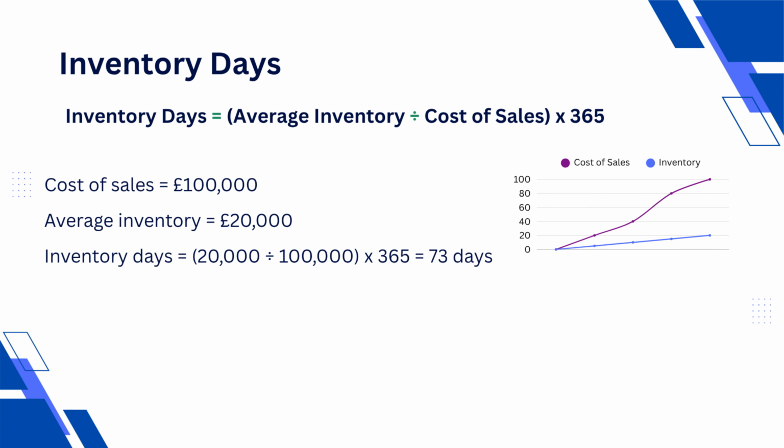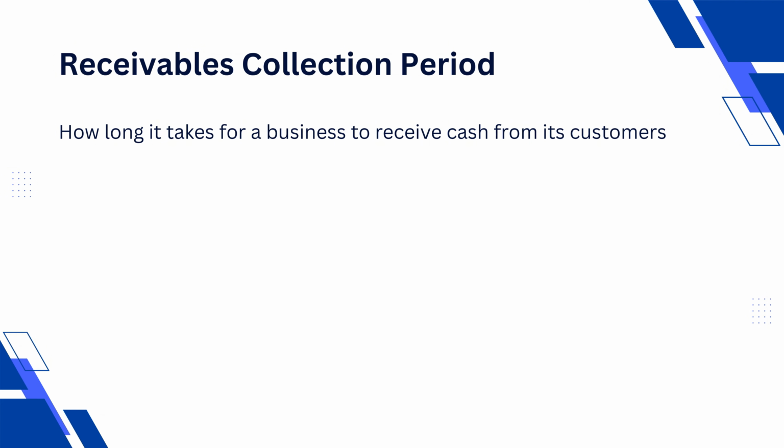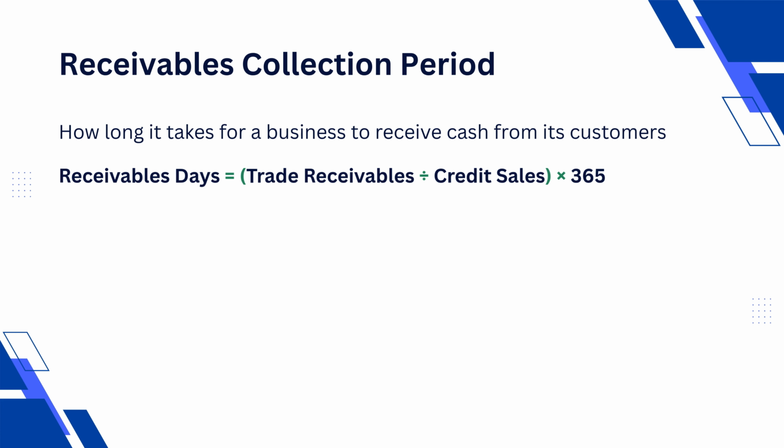Let's talk about the receivables collection period, one of the most important efficiency ratios. This ratio answers a very practical question: how long does it take for a business to actually receive cash from its customers? Because making a sale doesn't mean getting cash immediately. We calculate it using this formula: receivables days equals trade receivables divided by credit sales, multiplied by 365 days. What we're doing here is converting receivables into days, so we can understand the delay in cash collection.